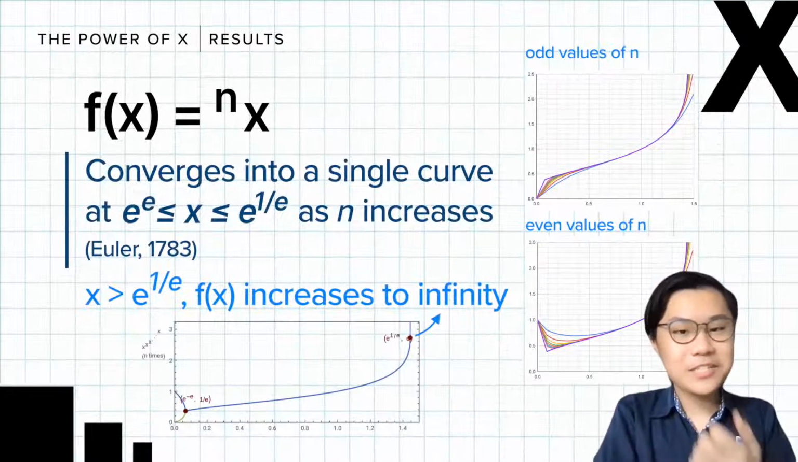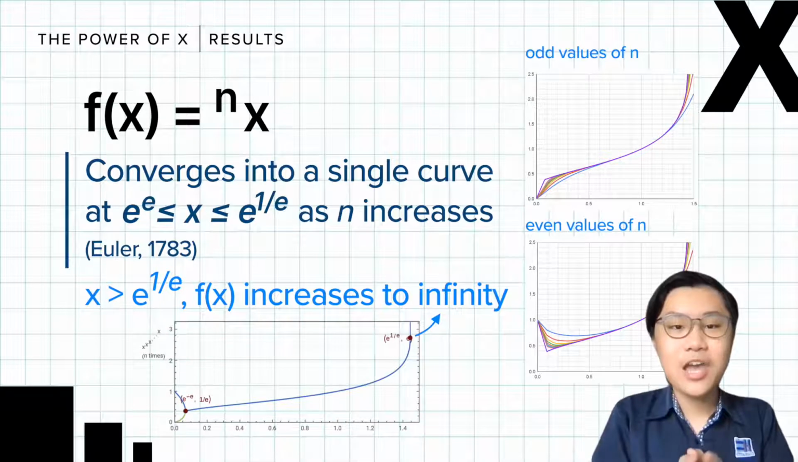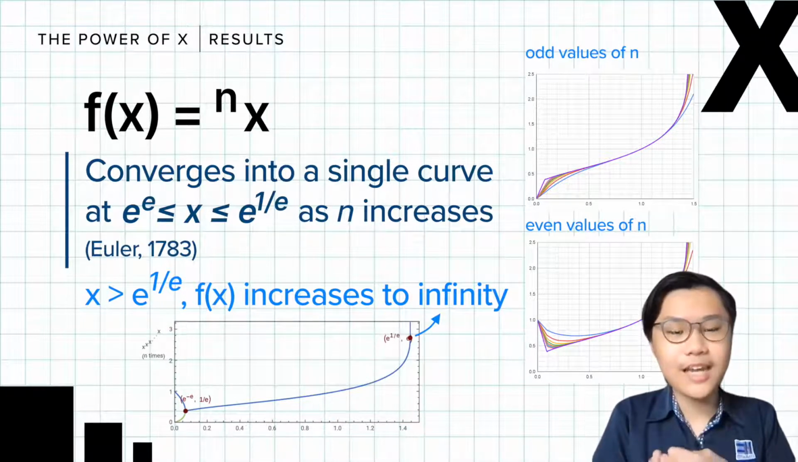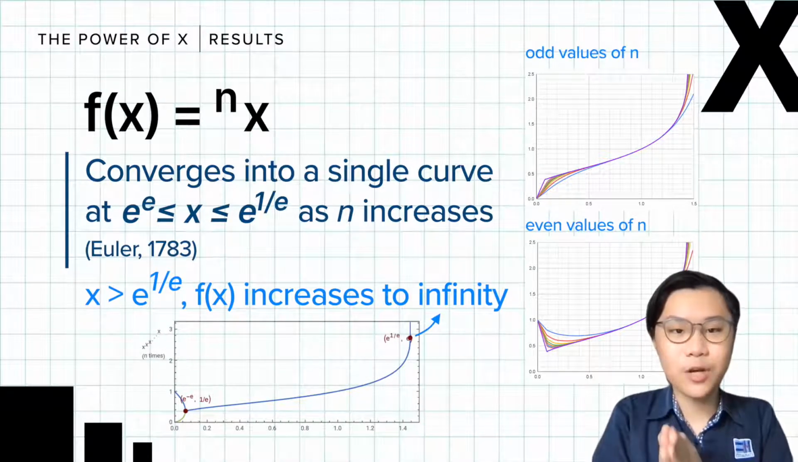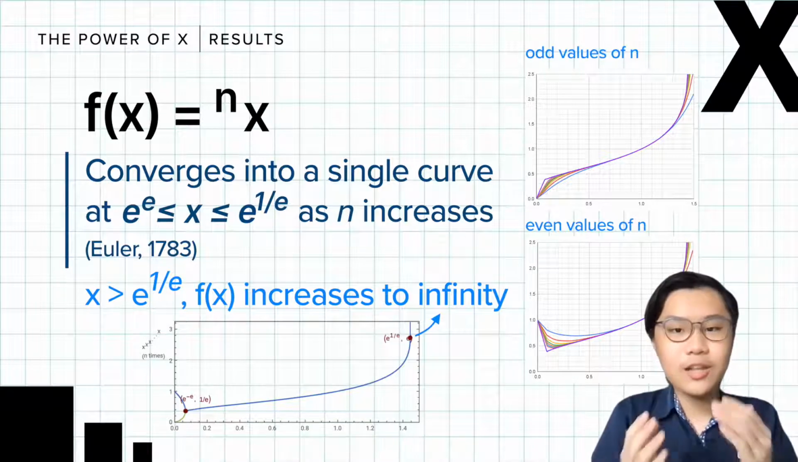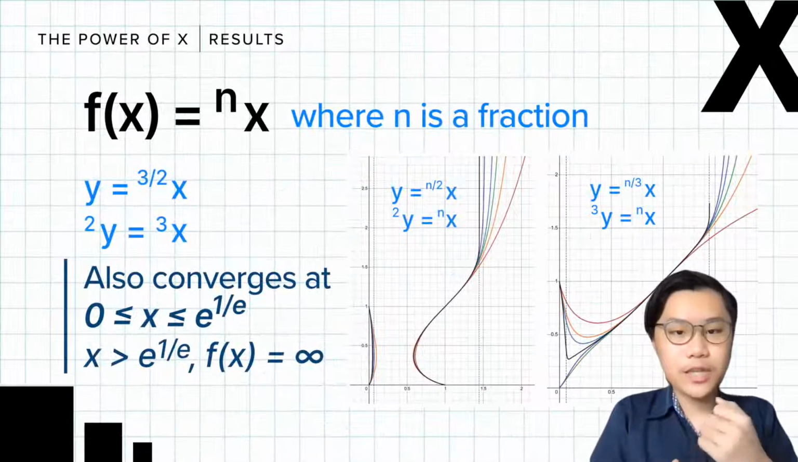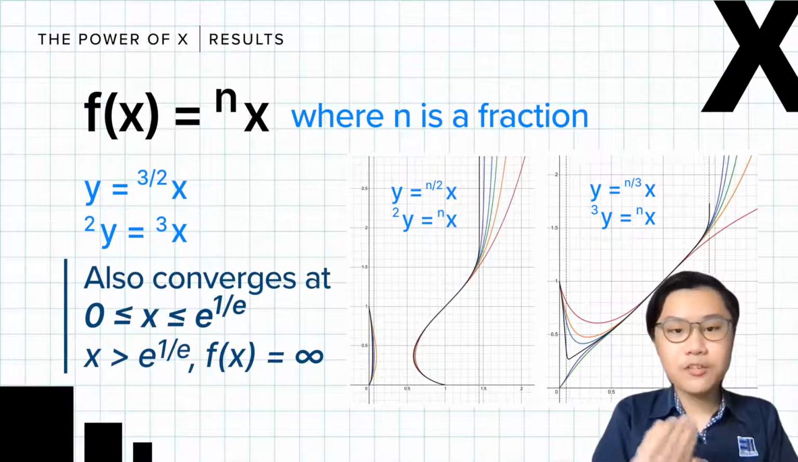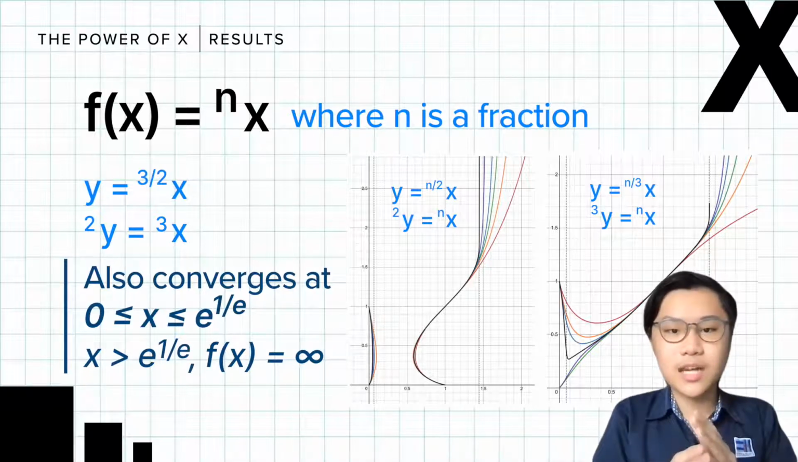Next, we have the function x raised to the height of n. When we graph this, it turns out that for all values of n, as it increases to infinity, the graph starts to look like a single curve from e raised to e until e raised to 1 over e. Past this point, the function increases to infinity. Next, we looked at when n is a fraction. Turns out we can rewrite the fraction and move it to the other side of the equation and also graph this as well. And this also converges at that same area.